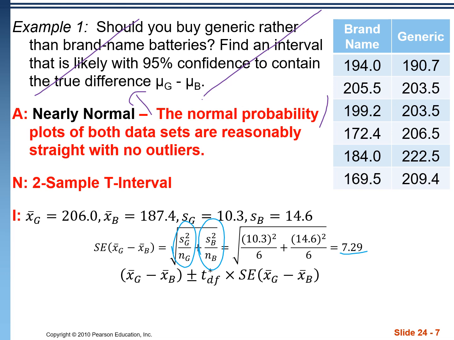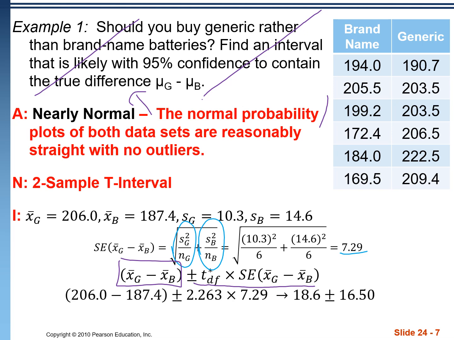The confidence interval is just the difference of our 2 sample means, add and subtract our critical t-score times the standard error. Our critical t-score is given to us by the calculator.